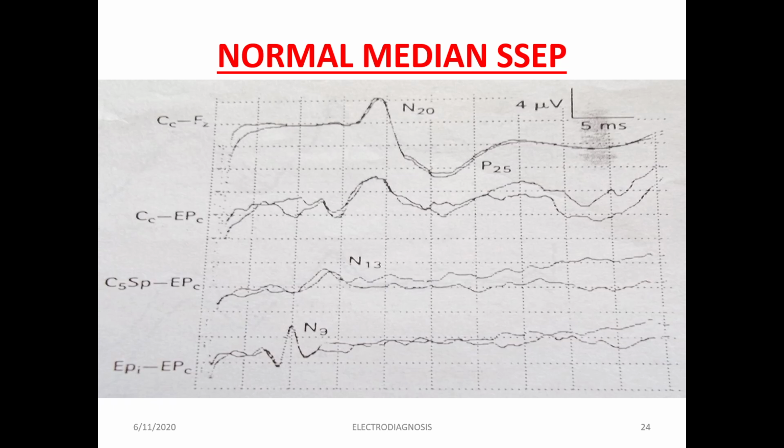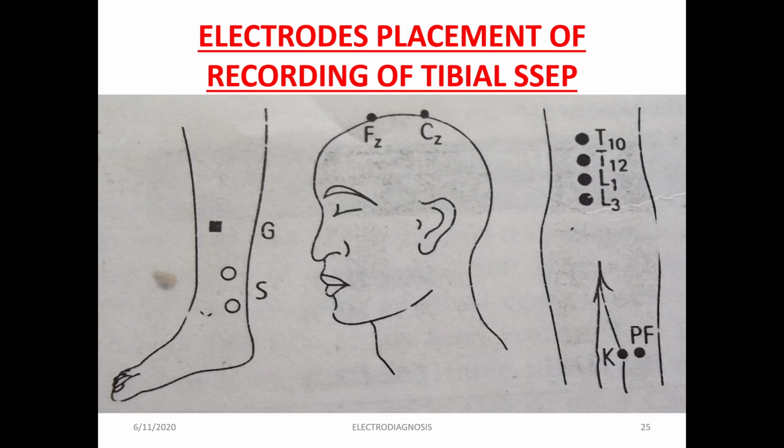Now, same is for TBL SSEP. So we have to stimulate here, that is the posterior side of the medial malleolus. Stimulation is given, and it will be recorded at the knee, popliteal fossa, lumbar region, thoracic region, and cerebral cortex. That is cerebral cortex 0. 0 means midline, frontal 0. So it will be recorded, and you will have this type of recording.